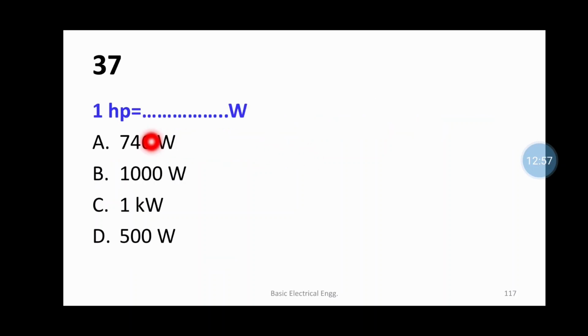Question number 37. 1 horsepower is equal to dash watts. So 1 horsepower will be equal to 746 watts. It is the right answer. So please make a note. 1 HP will always be equal to 746 watts.